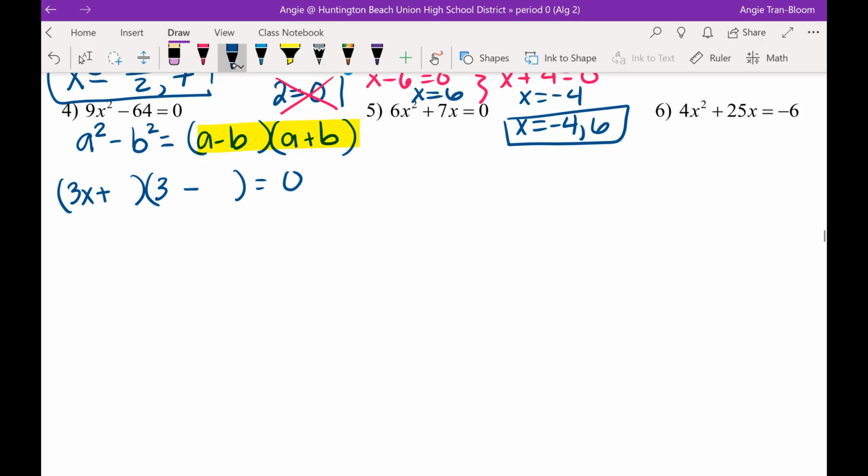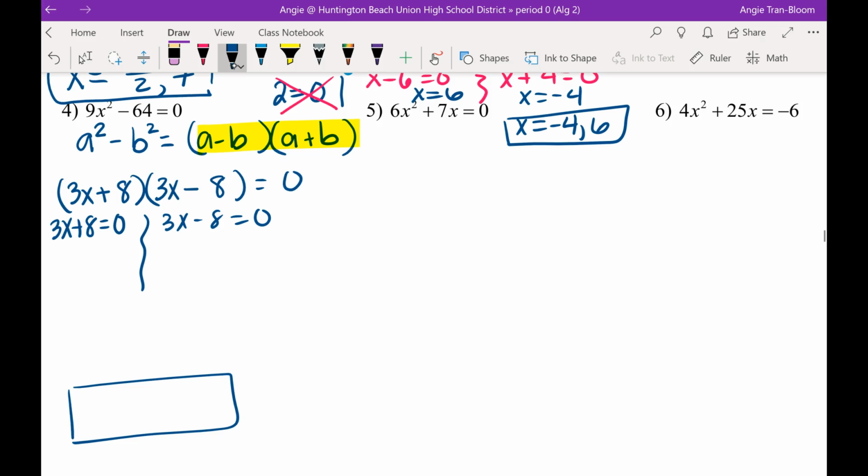That means 3x is on this side as well. And then 64. What do we, 8, okay. Those are completely factored. What do we do? Split it up. 3x plus 8 equals 0. 3x minus 8 equals 0. Go ahead and solve for those two for me, and then I'm just going to call you guys to give me the final answer, and I'll box it up down here.